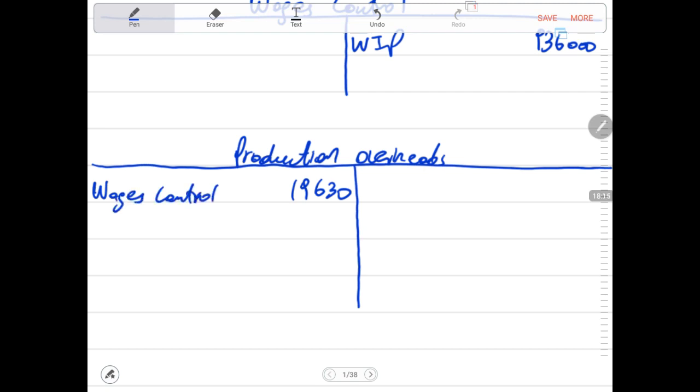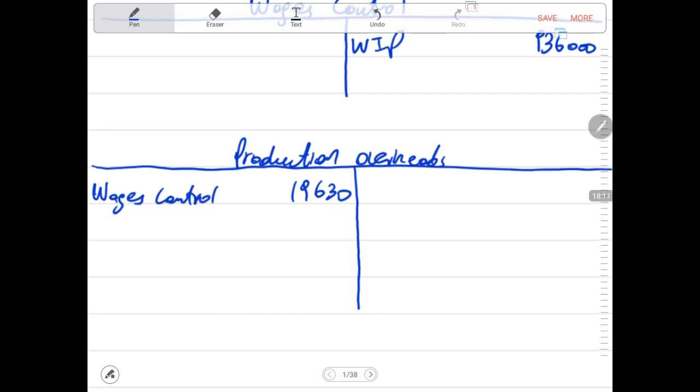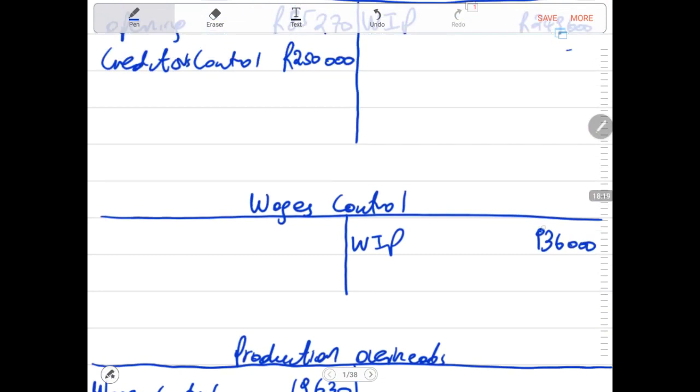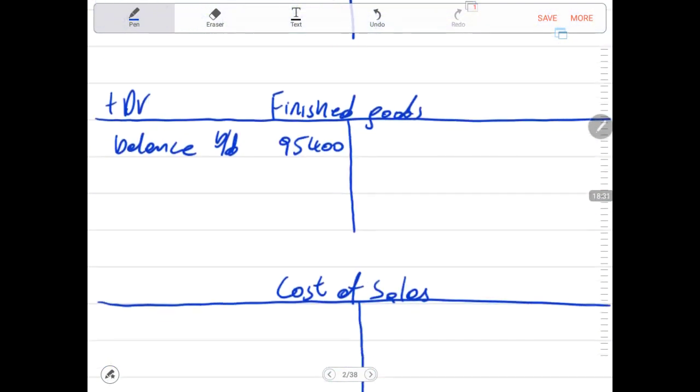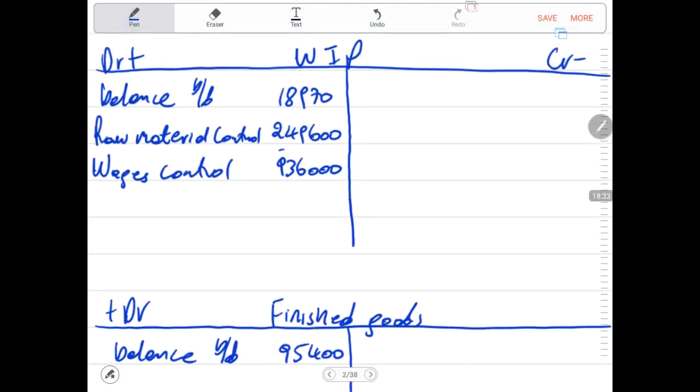Remember, these are what we call wages, but they are indirect wages. Previously, we dealt with the direct wages, and I said to you that the amount of 936,000, which is direct wages, must be recorded in the work in progress. That is why under our work in progress, we had the amount of 936,000. The contra entry was wages control.